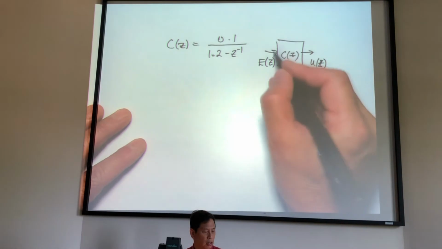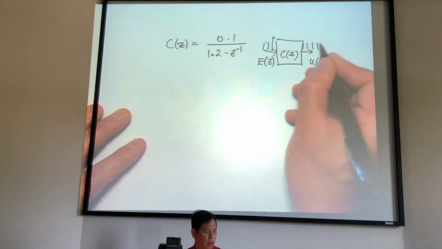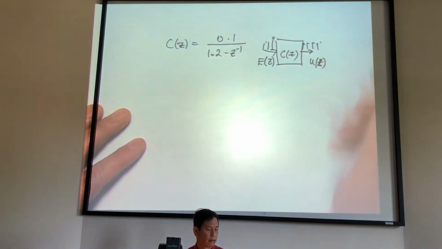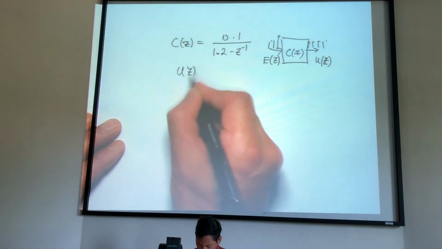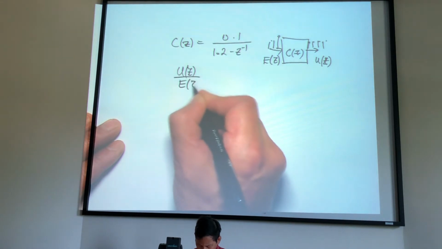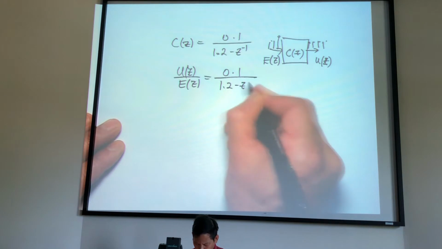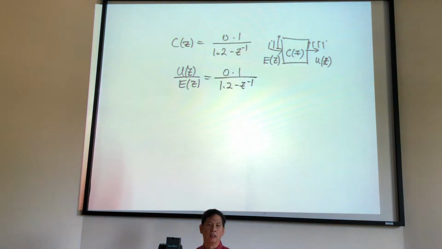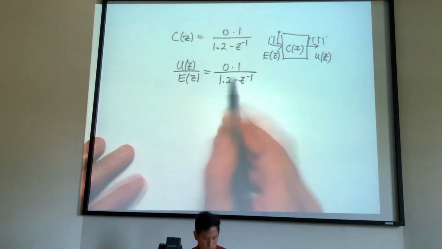These are all sequences of numbers, digital. So what we're saying is that U of Z divided by E of Z is equal to 0.1 divided by 1.2 minus z to the minus 1. This is a Z expression. The Z expression comes out by approximating C of S. Okay, now let's cross multiply.